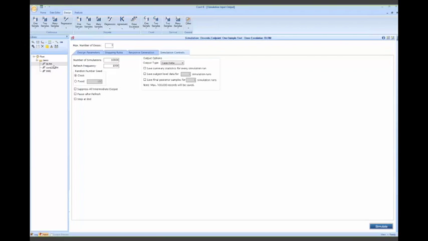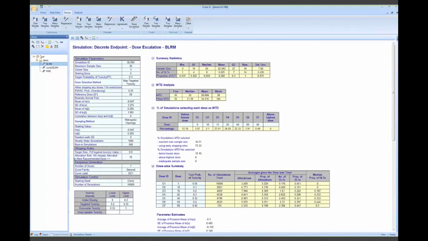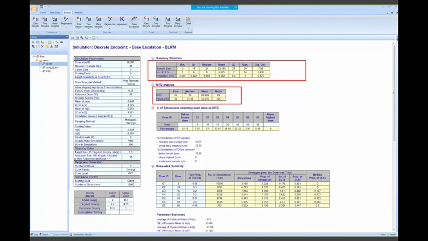I've actually simulated 10,000 replications, and I can give you an idea of what the output looks like. So the output can either be summarized in tabular form that you see here, so that you can get different summary statistics in terms of the average number of subjects that have been exposed at different dose levels, the number of DLTs that have been observed, and the proportion of DLTs. Then you have the MTD analysis. So what was the chosen MTD, and how often each one of the dose levels was chosen as the MTD in these 10,000 simulations.